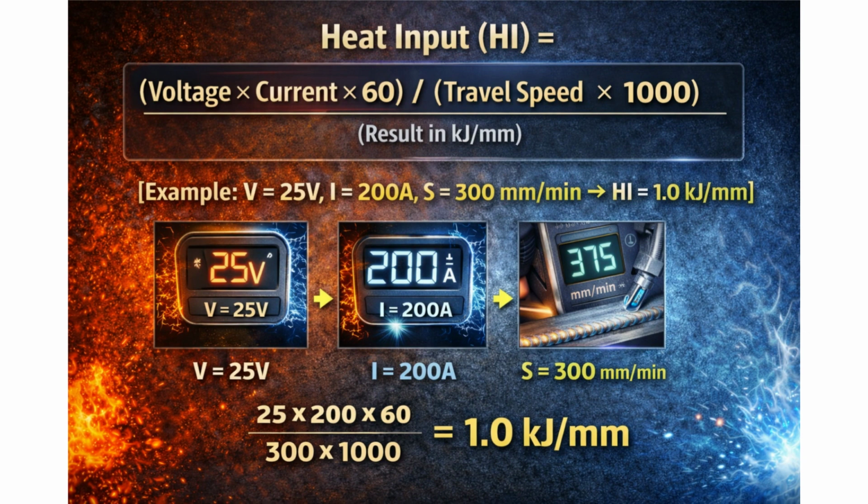Let's take a quick example. If voltage is 25 volts, current is 200 amperes, and travel speed is 300 millimeters, heat input equals 1.0 kilojoules. That's how much thermal energy is going into the weld for every millimeter you travel.